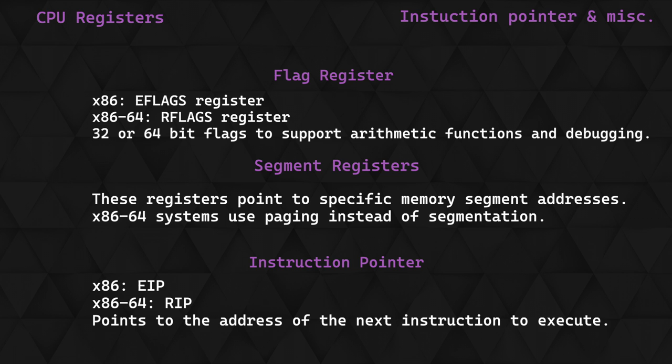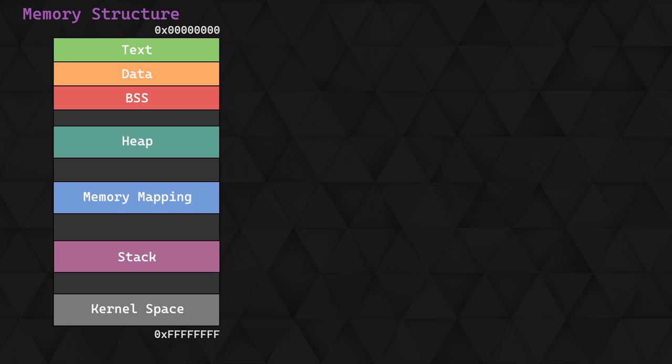This points to the address of the next instruction to be executed. So this is particularly interesting if we're able to control this in any way, so we may be able to control the flow of execution and maybe execute arbitrary code. Let's take a look now at how Linux program memory is structured, what the various segments are and their purposes.